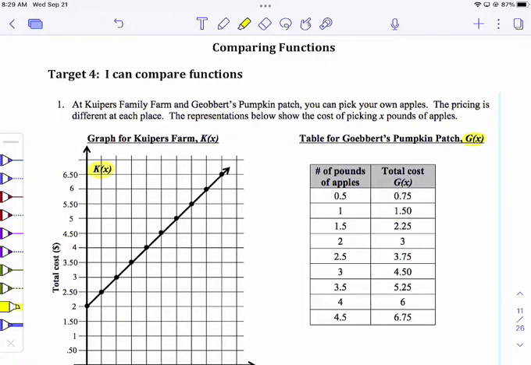So you go to the farm and you can pick your own apples. The pricing is different each place. So not only do you have to pick your own apples, then you've got to pay for them.